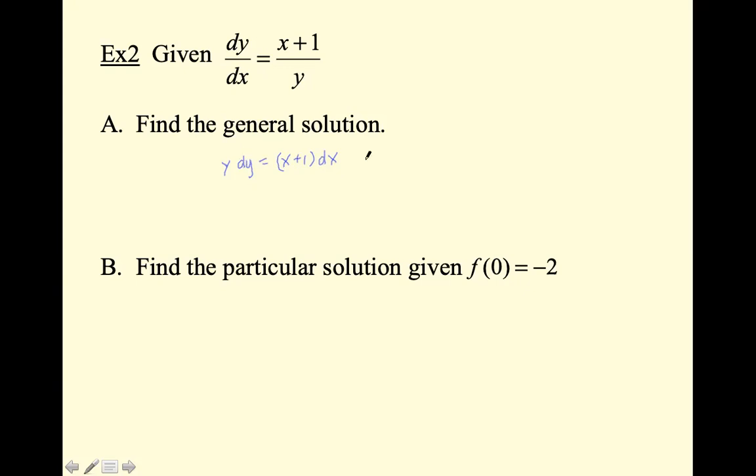All right, at this point, we have separated. Once you've separated, your next step is to integrate both sides. So I'm going to take the antiderivative of the left and the antiderivative of the right. So antiderivative of y would be 1/2 y squared, or y squared over 2.